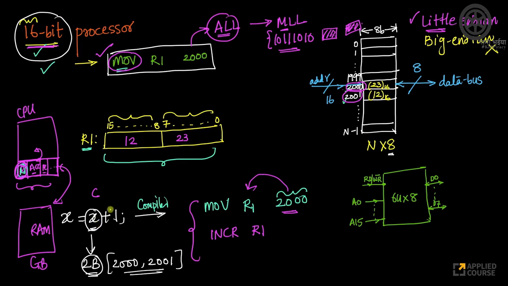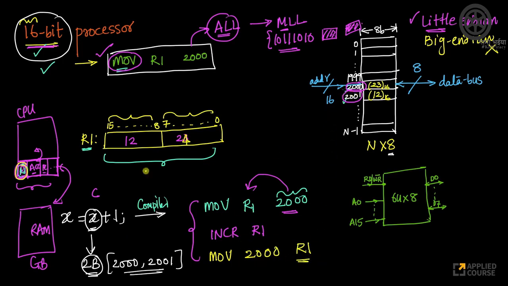Similarly, your x equals x plus 1. Now we have not yet done it, right? So now R1 consists of whatever value was there. Look at this. Your value in R1 was 1223. We incremented it. So this becomes 1224 now. Now what we do is we say move to 2000 from R1. Now what happens? Look at this. Whatever data is stored in R1 is now written back to the address.